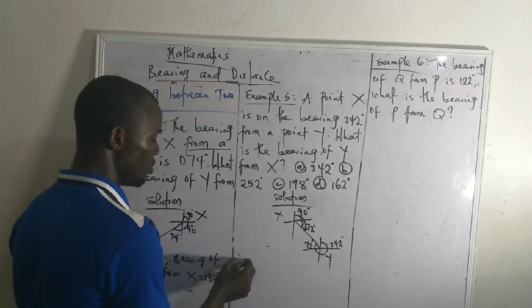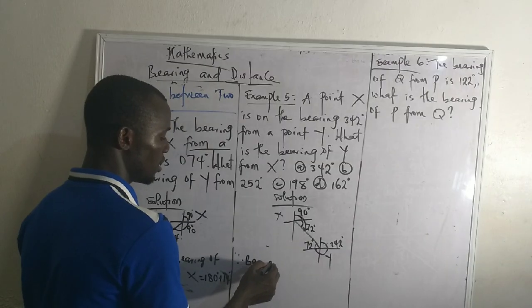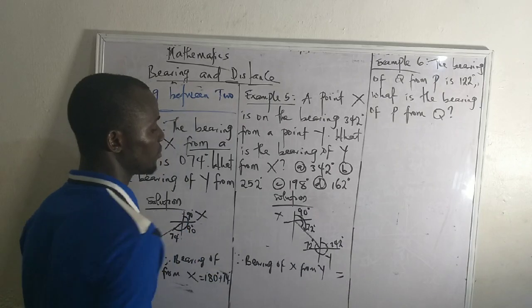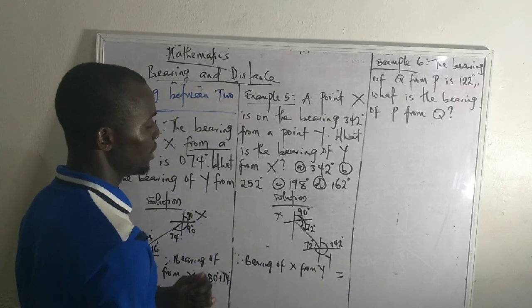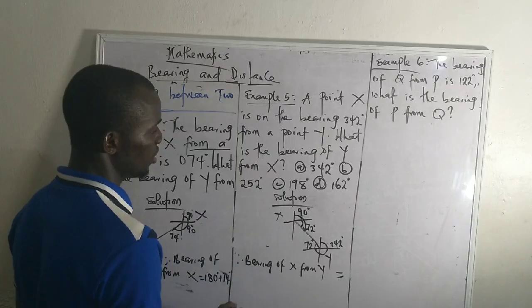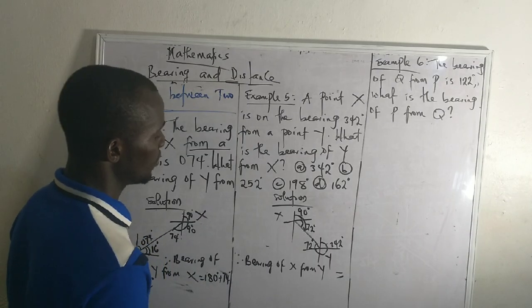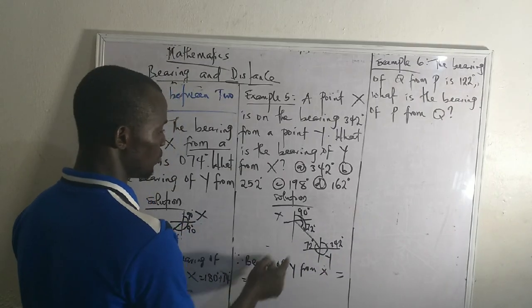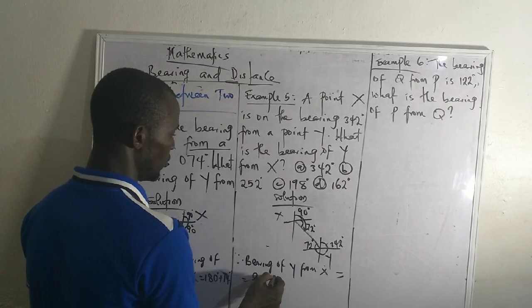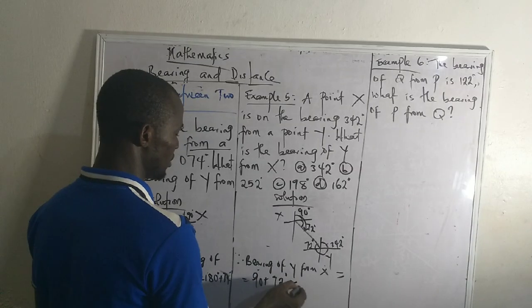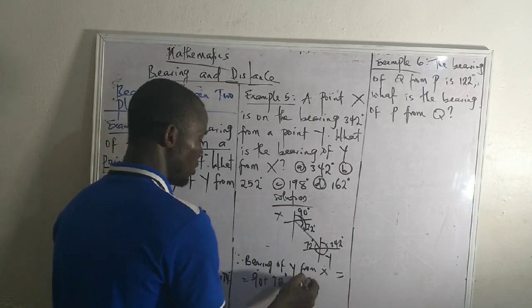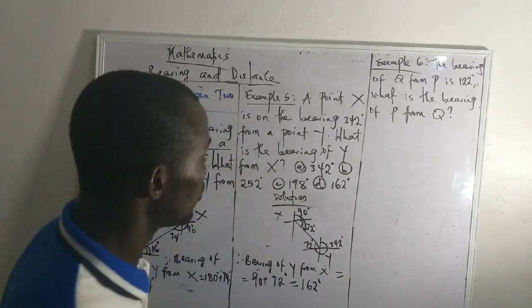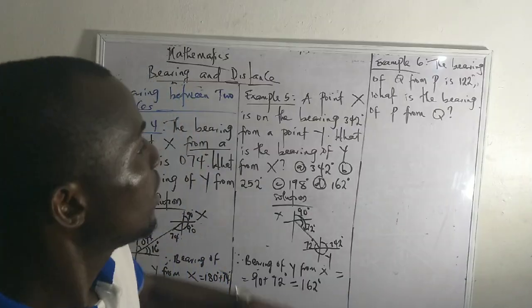So therefore, bearing of Y from X will be equals to 90 plus 72 degrees, and that is 162 degrees. So we've gotten this one, 162 degrees. Let's look at this one.